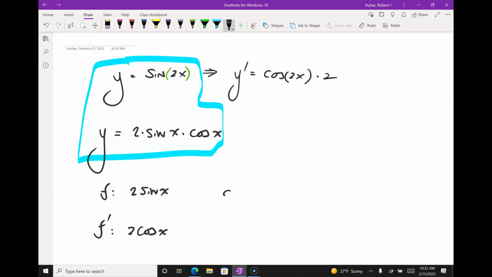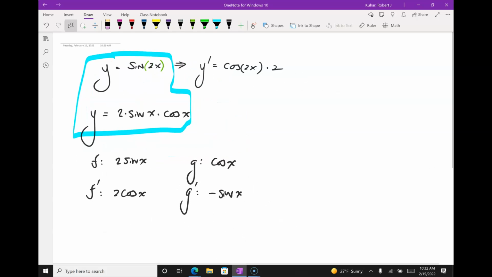Second function is cos of x. And what's our derivative there? Negative sine of x. Everyone okay so far? Well, how do we know those are true? You're memorizing them right now. Go ahead, Ivan.